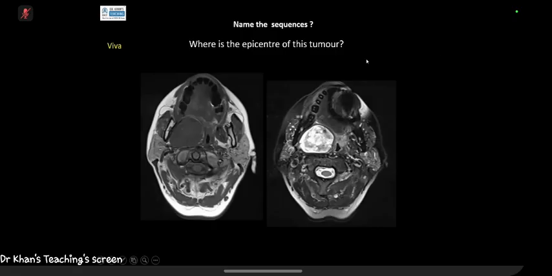I thought it's the deep lobe of parotid, but yes, there is a bulk of the mass in the medial aspect of the masticator space.